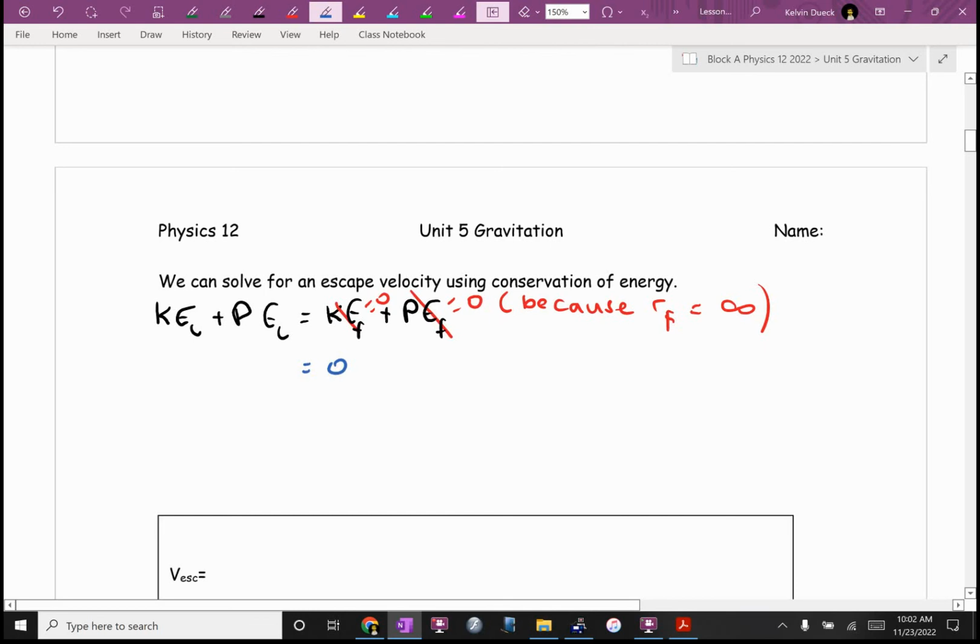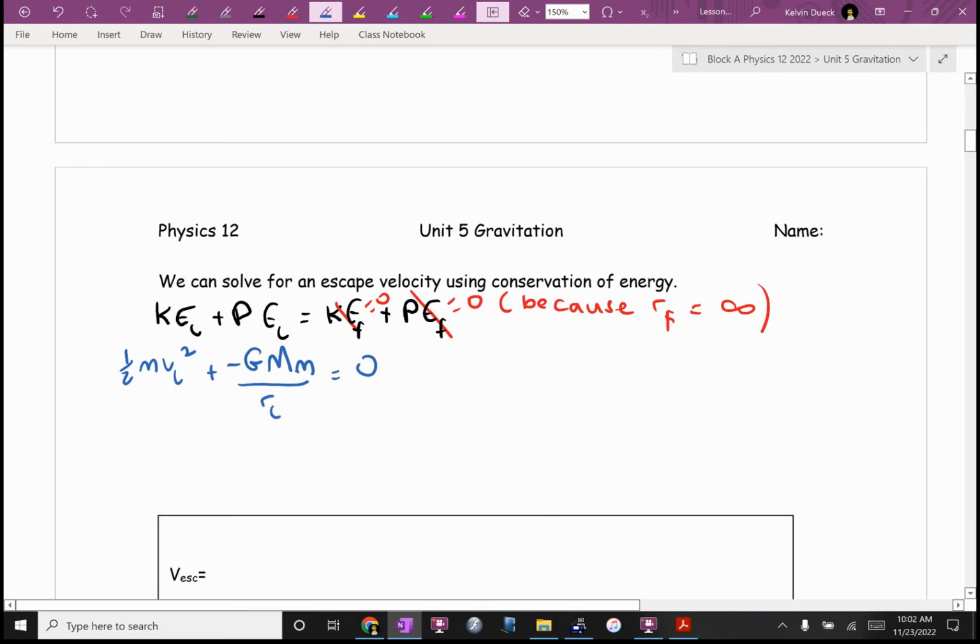Mr. Dewick, what does that mean? We don't need any rocket fuel? Patience. What's kinetic energy? That hasn't changed. Kinetic energy equation is? Anyone? Okay, so this is going to be a half mv initial squared plus mgh, or are we going cosmic? Negative big G, big M, little m over R initial, that equals 0.